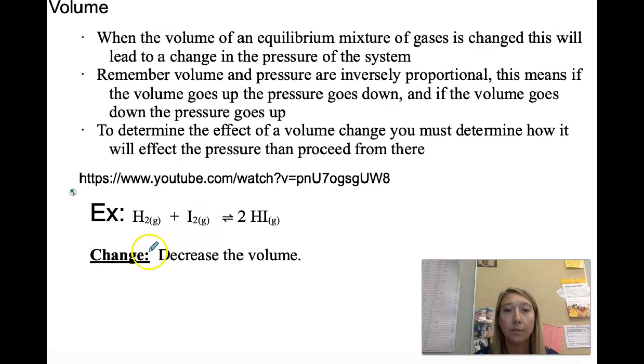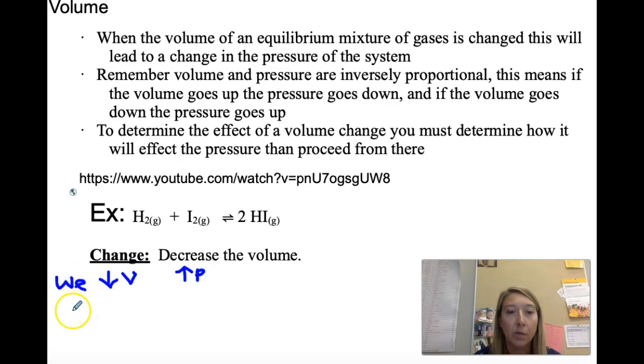So in this case, the change is a decrease in volume. So that means we just decrease the volume. But we don't want to deal with volume, we want to deal with pressure. So a decrease in volume means an increase in pressure, right? Because they are inversely proportional. So this is all what we did.